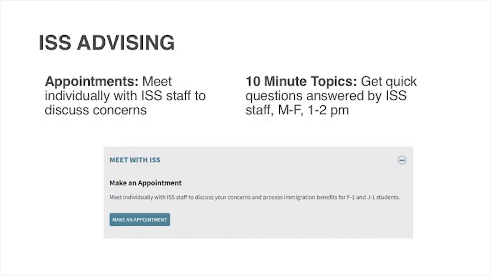Currently, ISS advising can happen in two ways. First, students can make an appointment to individually meet with an ISS staff person. Additionally, we have 10-minute topic time. This is offered Monday through Friday from 1 o'clock to 2 o'clock, where students can come in and ask very general questions.